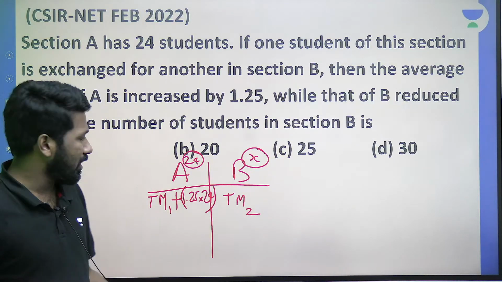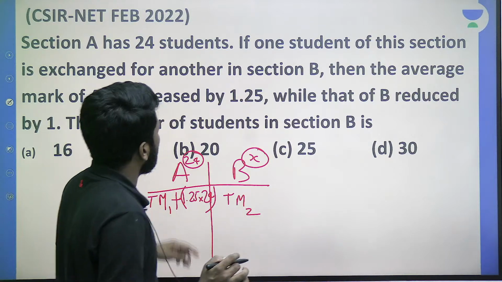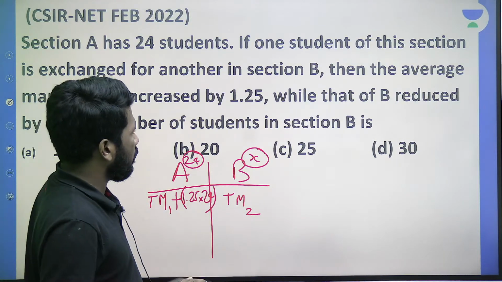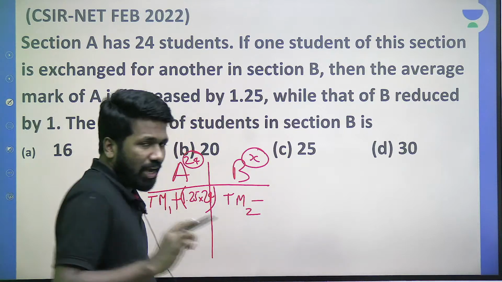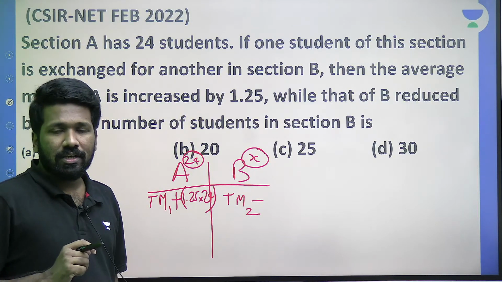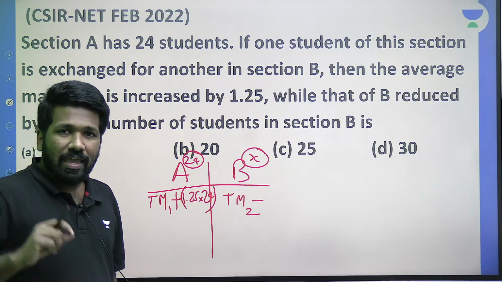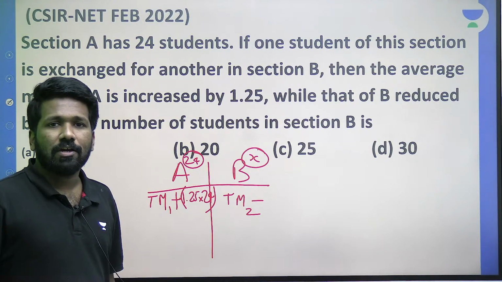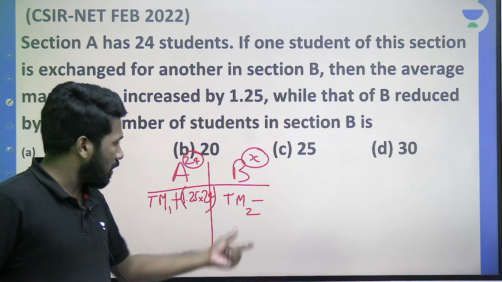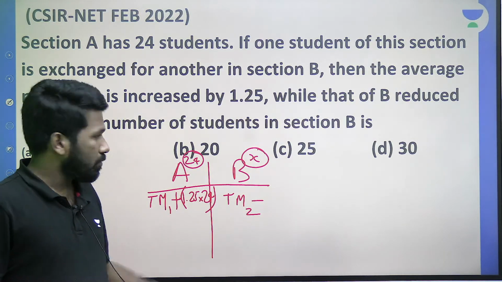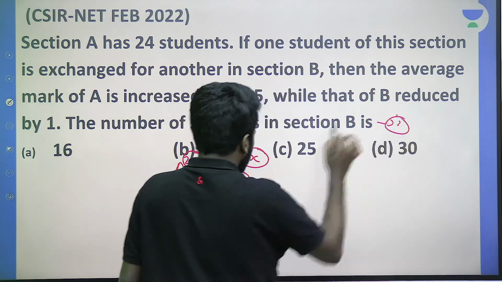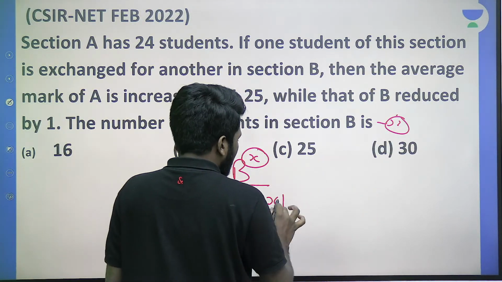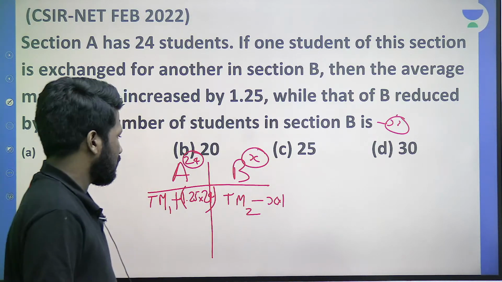Are you all understanding that? A got increased by 1.25, and what about B? B reduced by 1. Average mark reduced by 1 means definitely we can say x into 1 will be the total difference in total mark in the case of B, because x students are there. The required unknown I am assuming as x. So x into 1 will be the change.